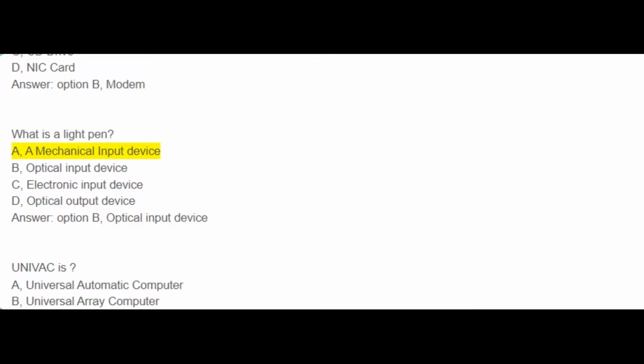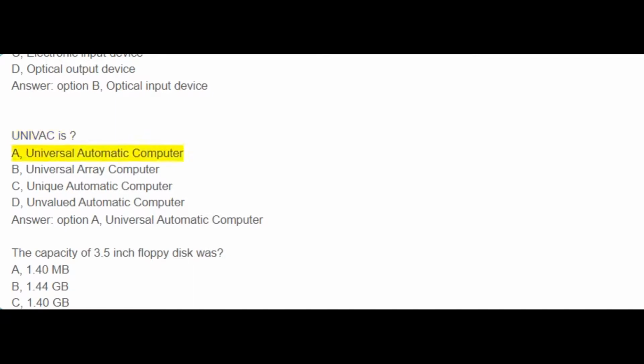What is a light pen? A. A mechanical input device. B. Optical input device. C. Electronic input device. D. Optical output device. Answer. Option B. Optical input device.